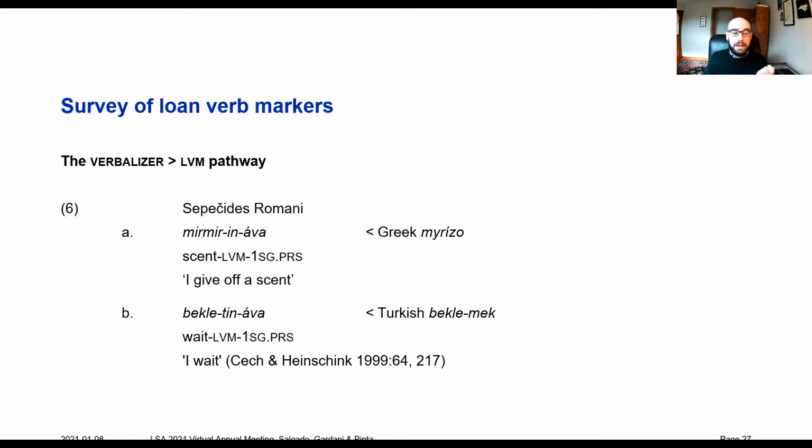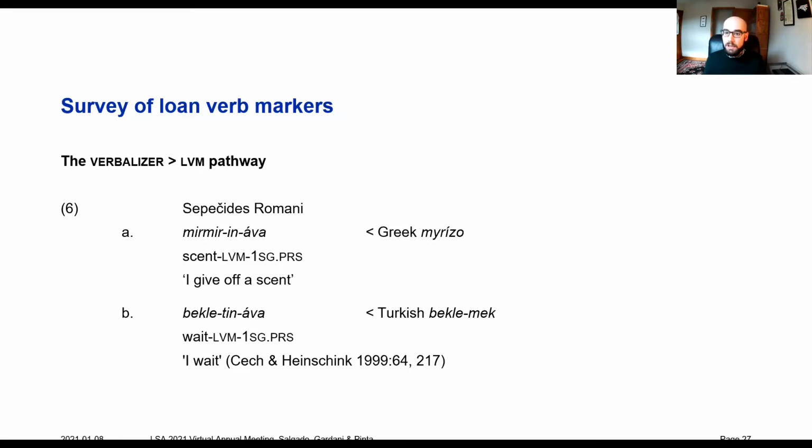Finally, there's the verbalizer to loan verb marker pathway. So in this highly endangered variety of Romani, which is spoken in Greece and Turkey, we see loan verbs from Greek and Slavic languages integrated via this borrowed morpheme in, which is a verbalizer in Greek, or at least originally comes from a verbalizer in Greek. It's not, I don't think, morphologically identical, but that's the original source.